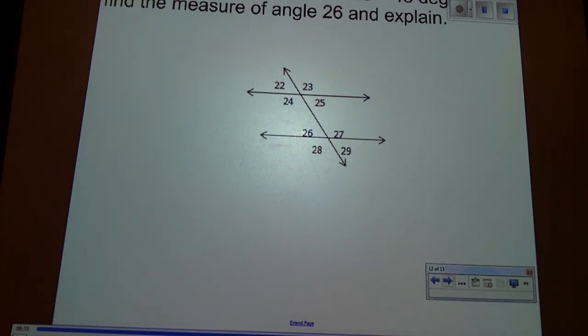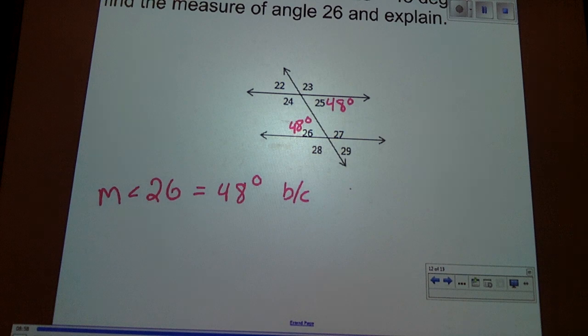Okay, if the measure of angle 25 is 48 degrees, find the measure of angle 26 and explain. Well, now 25 and 26 are alternating on the inside, so they're alternate interior angles and they have the same measure. So the measure of angle 26 is 48 degrees because angle 25 and angle 26 are alternate interior angles, which means they're congruent in their measures.